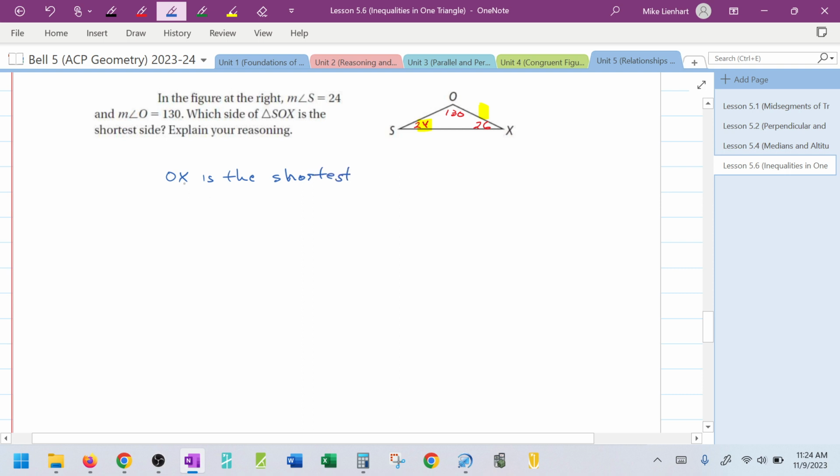And the reason is because segment OX, sorry, is the shortest. The reason is because it's opposite the smallest angle.